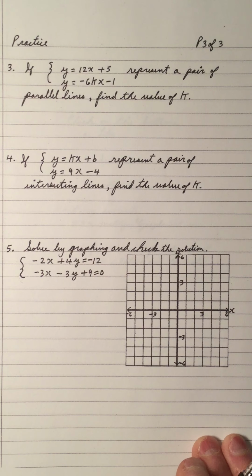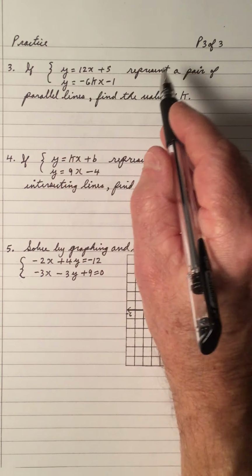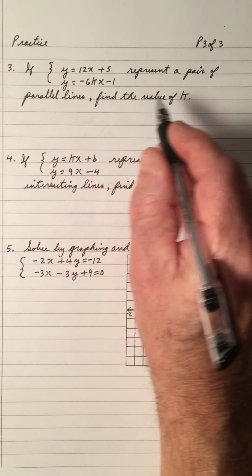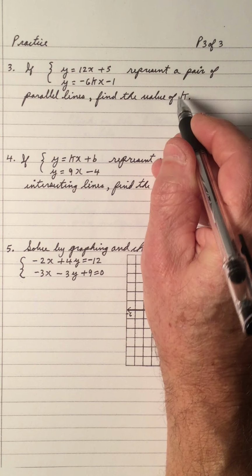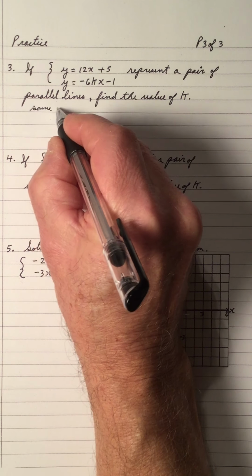Practice means pause the video and work out the answers. If this system represents a pair of parallel lines, find the value of k. Remember, parallel lines have the same slopes.